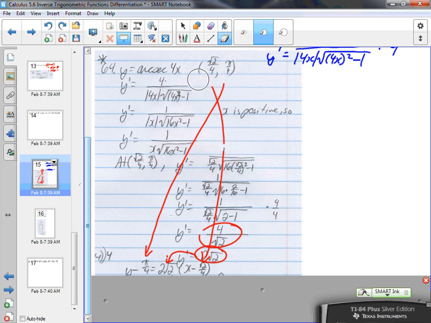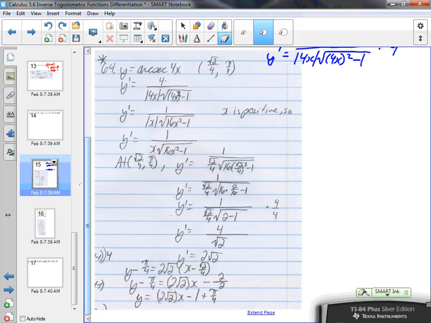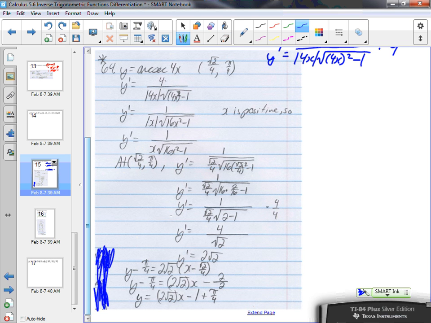If this was on the free response portion of the AP test, you can stop right there. Okay? But we all want it solved for y, don't we? You know you do. That's copied from another problem. So you can distribute the 2 square root of 2, then you can add the pi over 4, and that, believe it or not, is slope-intercept form there at the bottom.